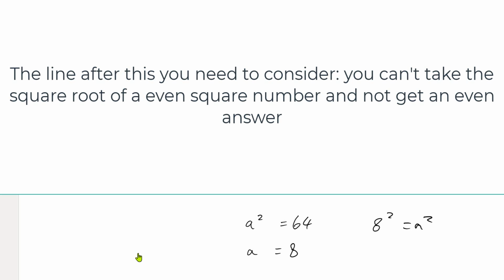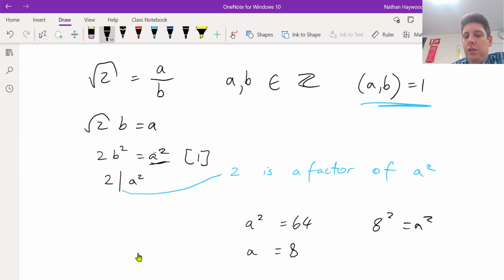If you think about your squared numbers, so you've got 1 is squared but doesn't have a factor of 2. 4 is squared and its square root also has a factor of 2. 16, 9 doesn't have a factor of 2. 16 has a factor of 2. 4 has a factor of 2. So if the squared number has a factor of 2, the square root of that also has to have a factor of 2. So that's why we know that a also has a factor of 2.